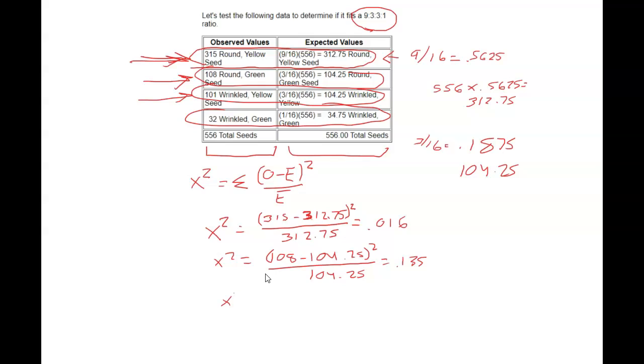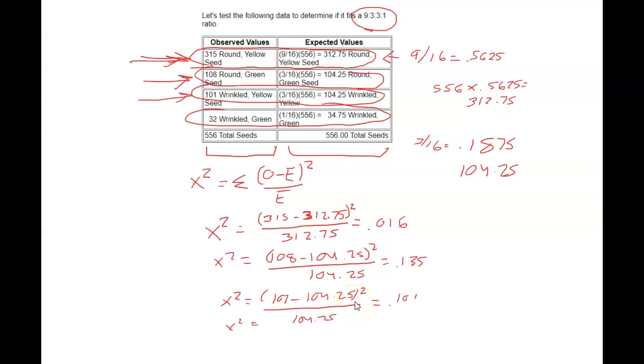So the chi-squared for the third class is going to be 101 minus 104.25, squared, all over 104.25. And then that particular value, after I plug that in my calculator, is 0.101.